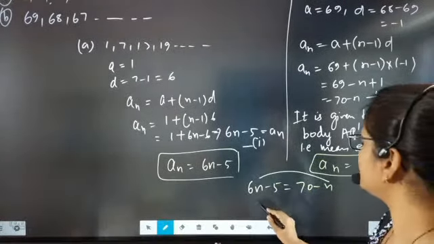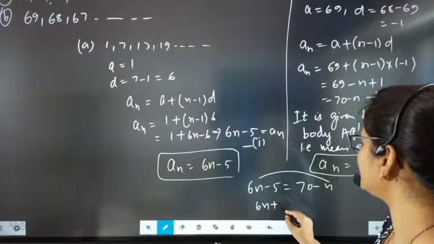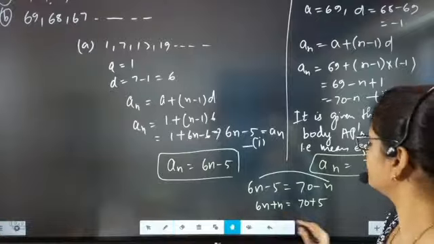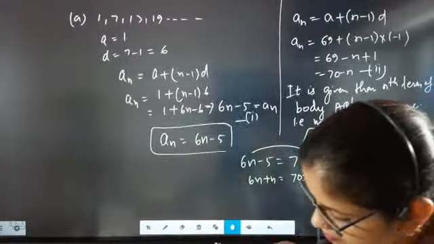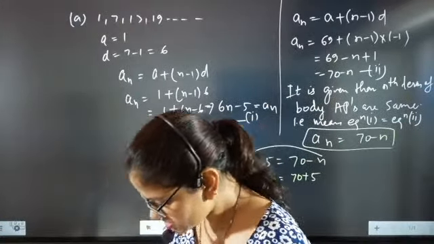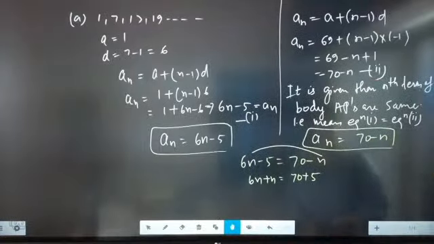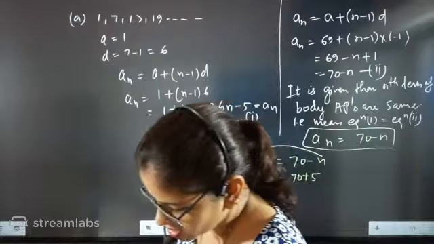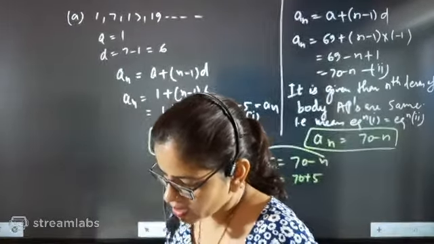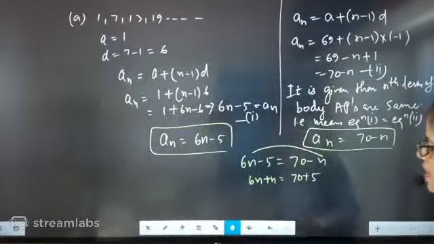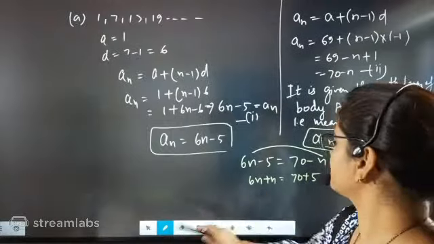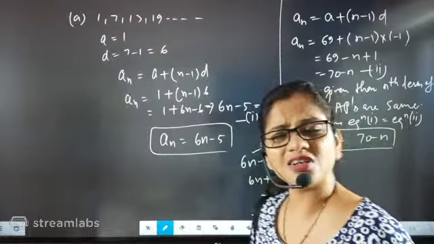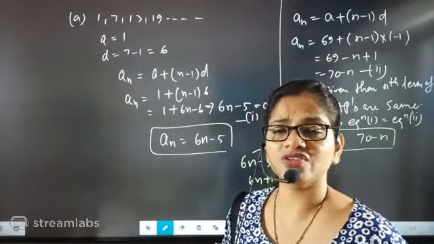Shift this one to that side, beta. So here it is coming 6n plus n is equal to 70 plus 5. Minus n plus 70, correct only. So here the answer is coming n is equal to 75 by 7. So there is no such term. A term cannot come in fraction.